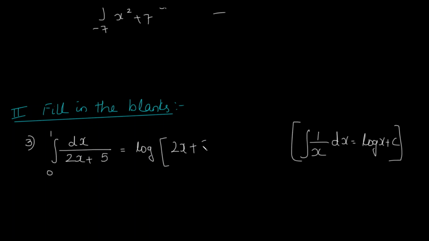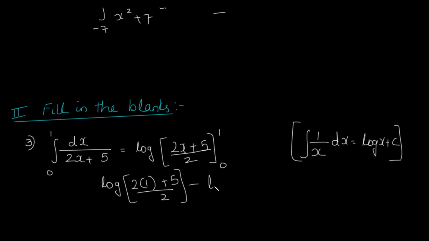So here the answer comes out as log 2x plus 5 from 0 to 1. But this is not the correct answer, isn't it? It is 2x and not x as it is given in the formula. So as a result here, we write upon 2. Now putting the upper limit of integration, we get log of 2 into 1 plus 5 upon 2, minus log of 2 into 0, the lower limit, plus 5 upon 2. Now we can take 1 upon 2 common outside as well.